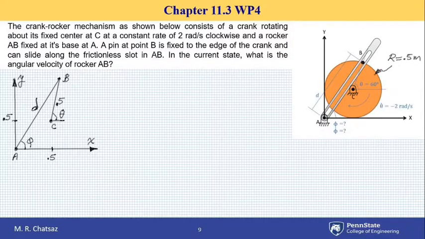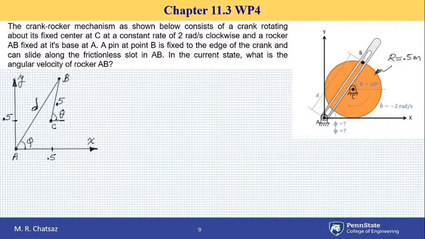In this problem, we have a crank rocker mechanism where the crank is round with a radius of 0.5 meters, fixed at center C, and the rocker is a straight frictionless arm AB. Observe that we have a pin at point B which is fixed to the edge of the crank and can slide in the slot AB as shown.